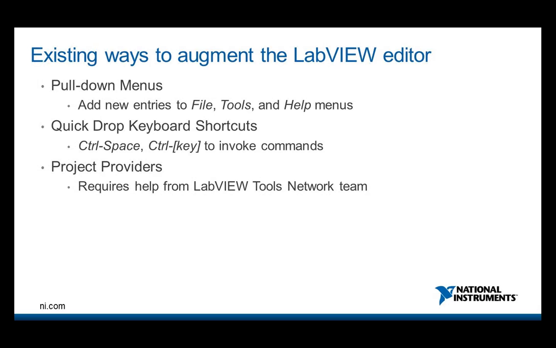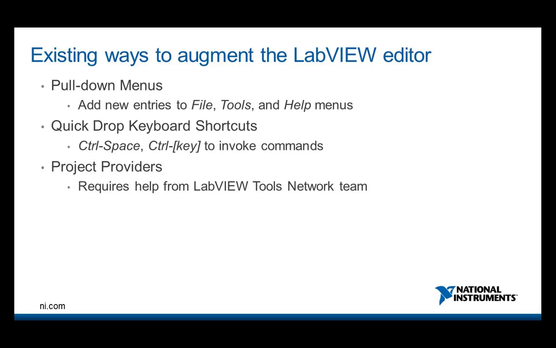So in LabVIEW 2014 and previous, there were already a few ways that you could plug into the editor itself with your own G code. One of the most common is writing your own VIs to plug into the pull-down menus in LabVIEW. I'm not going to talk about how to do this in this presentation. You can ask me later if you want, but you can actually write VIs that will put entries in your file pull-down, your tools pull-down, and your help pull-down menus in the LabVIEW editor. So that's already there. Another thing we have, I'm the quick drop guy in case you didn't know. And in Quick Drop, you can add plugins that allow you to press a control key combination to do some cool editor feature while the Quick Drop window's up. So that's already there too.